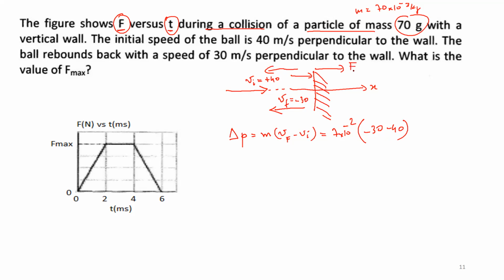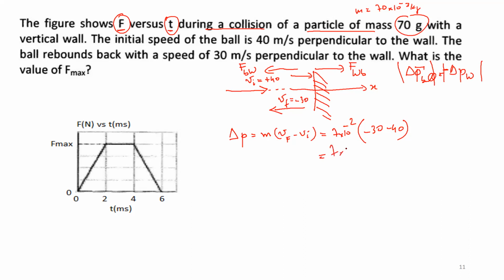Force on the wall by the ball is equal and opposite in magnitude to the force on the ball by the wall. So that means the impulse on the ball is equal in magnitude but opposite in direction to the impulse on the wall. Of course, in magnitude, they are the same, absolute value. So here, this minus, don't forget it.